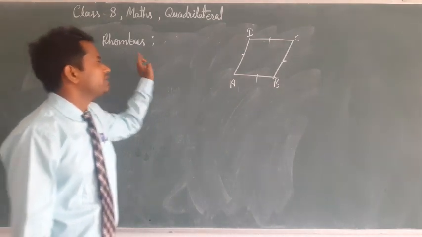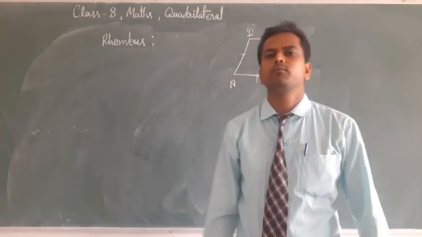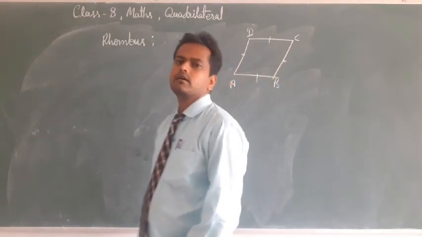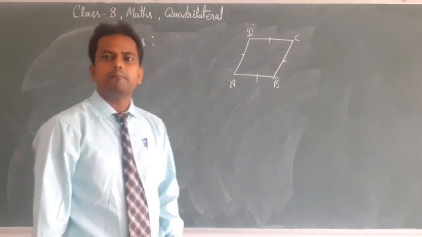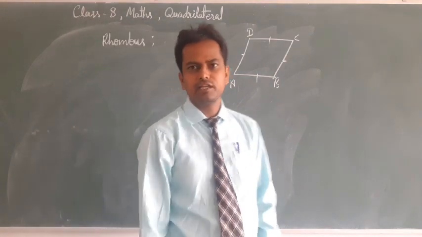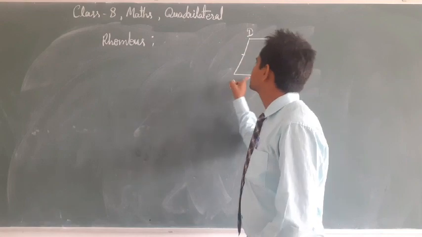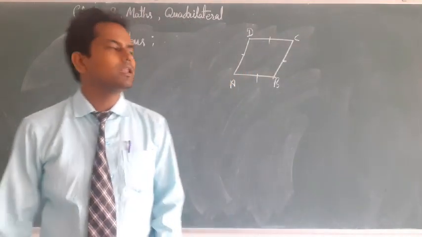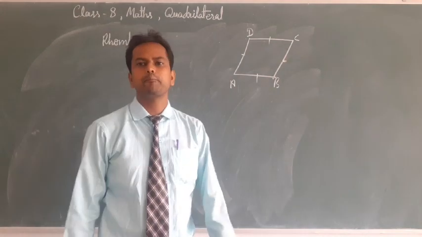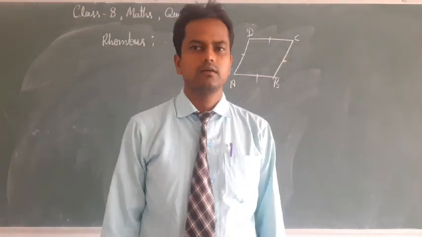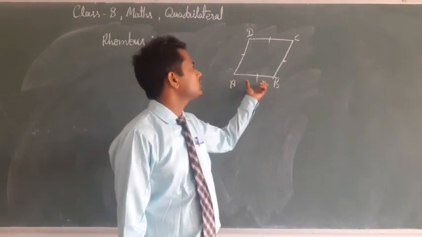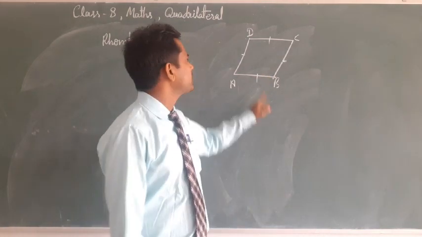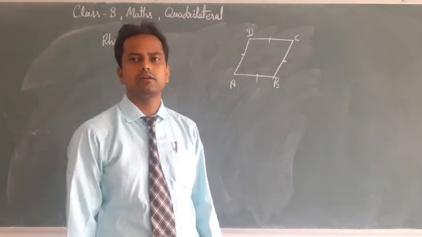Now we will understand rhombus. What is a rhombus? Students, a rhombus is a parallelogram in which all sides are equal. All sides are equal and opposite sides are parallel to each other.